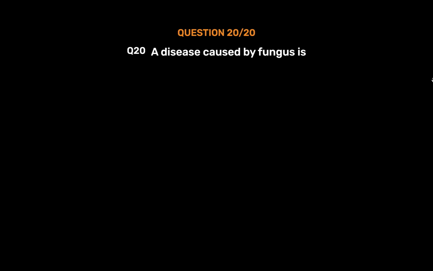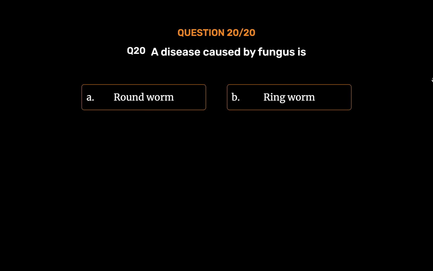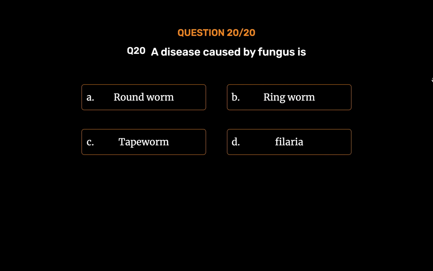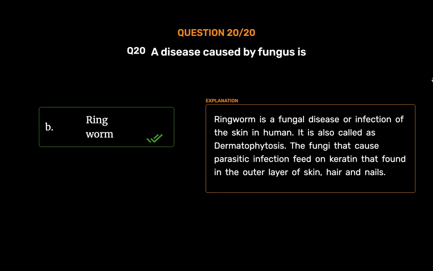Question number 20. A disease caused by fungus is option A. Roundworm. Option B. Ringworm. Option C. Tapeworm. Option D. Filaria. The correct answer is option B. Ringworm. Ringworm is a fungal disease or infection of the skin in humans. It is also called dermatophytosis. The fungi that cause the infection feed on keratin found in the outer layer of skin, hair and nails.